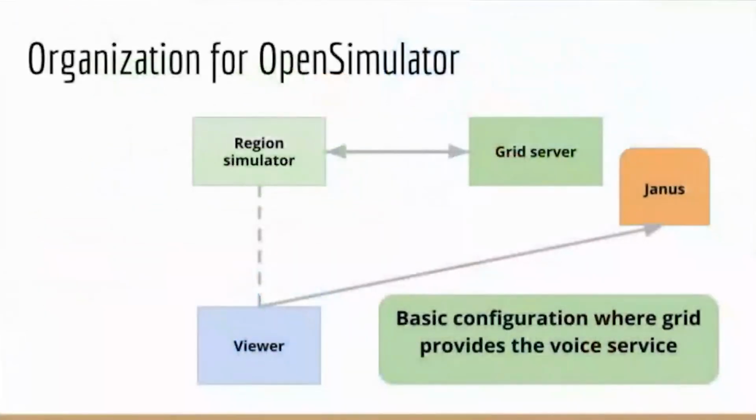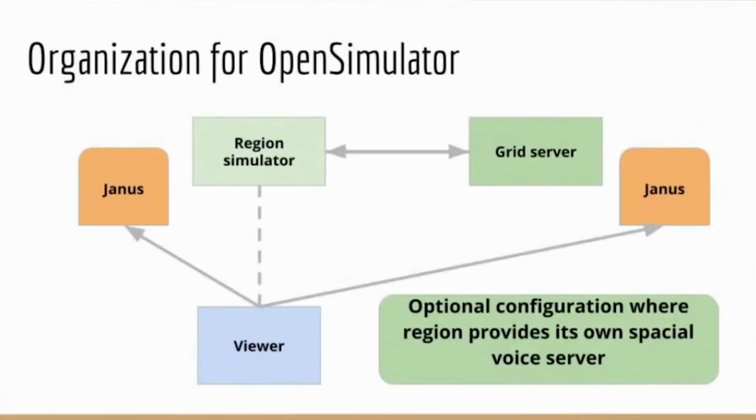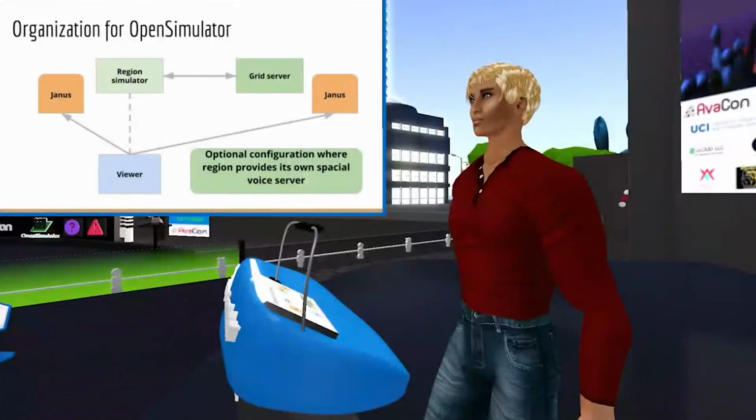So this is kind of a picture of how you can set up the service using my solution. That is, the region simulator talks to the grid server, and a Janus server is run alongside the grid service. So the grid provides an audio mixer, and the viewer talks to the region and eventually connects to the Janus server. I also have the solution where a region can run its own Janus server, so it could have its own local audio mixer, which provides a load solution. That is, if you want to keep stuff local for either security or for the load that you're using, and not rely on the grid service. So these are two configurations that are possible.